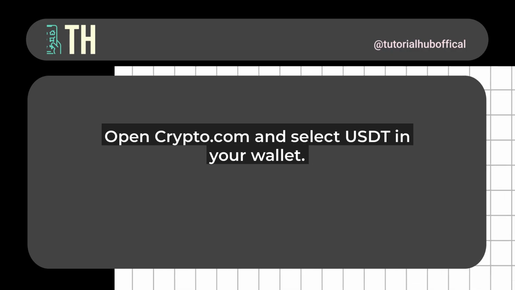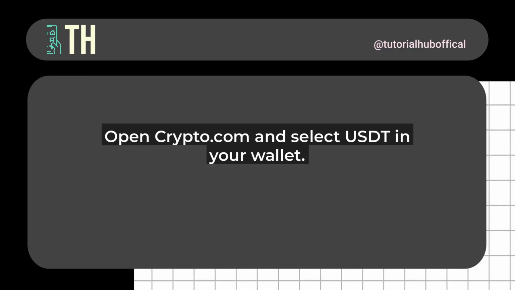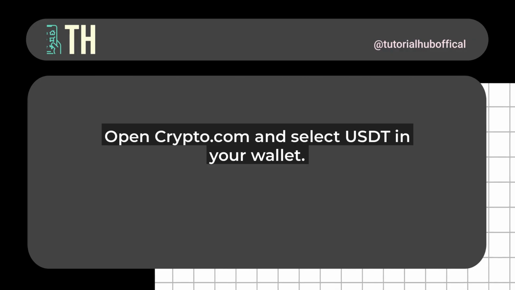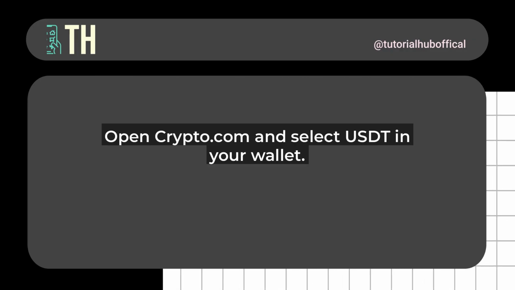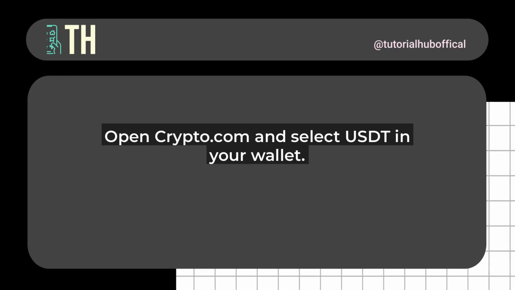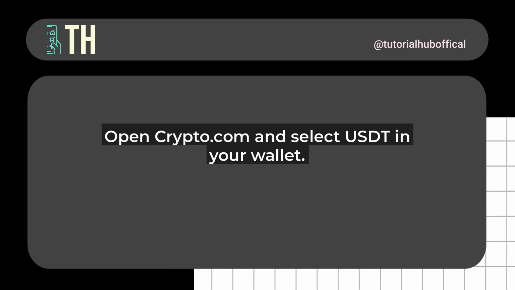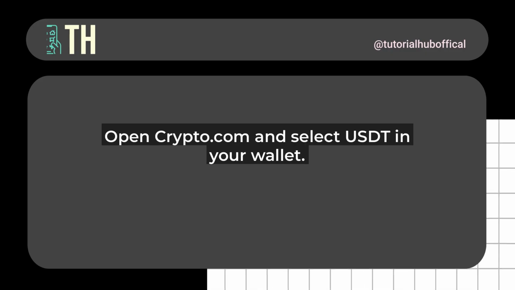Step 1. Open the Crypto.com app on your phone or log in via their website. Navigate to your wallet section and select USDT from your available assets. You'll see an option to withdraw or transfer. Click that. Now, for Step 2.